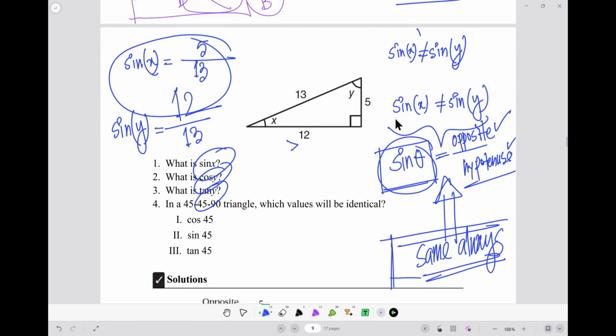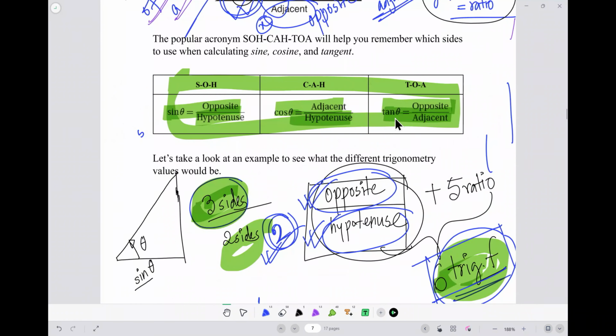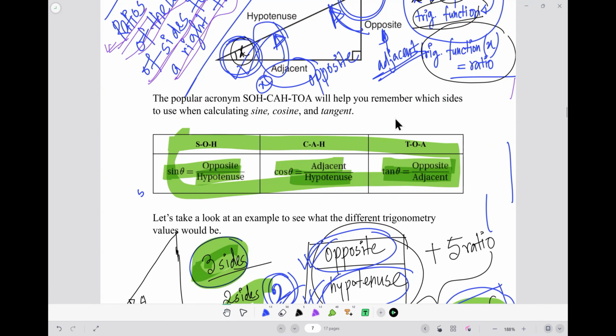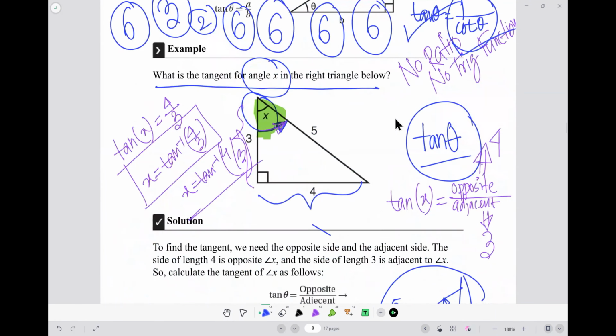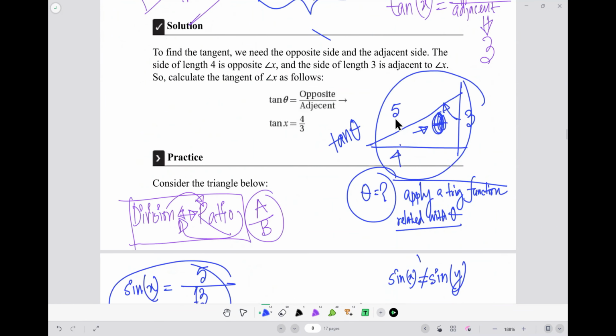The cos of y will look like... what is the definition of cos? The definition of cos is the adjacent divided by the hypotenuse. You need to remember this. You need to remember the definition for the sine function, the cosine function, and the tangent function. Otherwise, you cannot apply it.